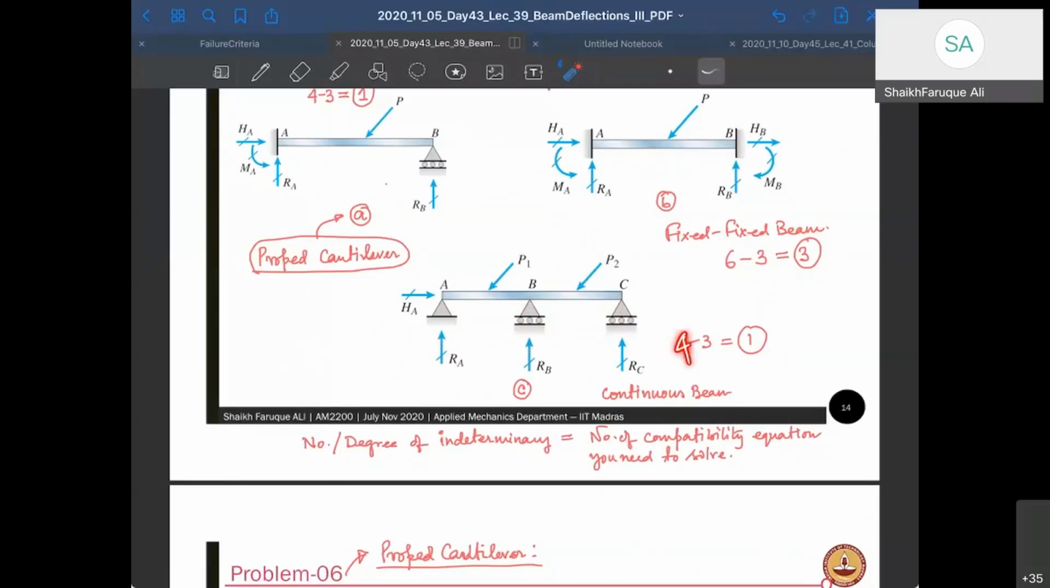And obviously we have only 3 equations. So that also becomes 1 degree of indeterminacy. Okay, here also we will need only one compatibility condition that can solve this problem.